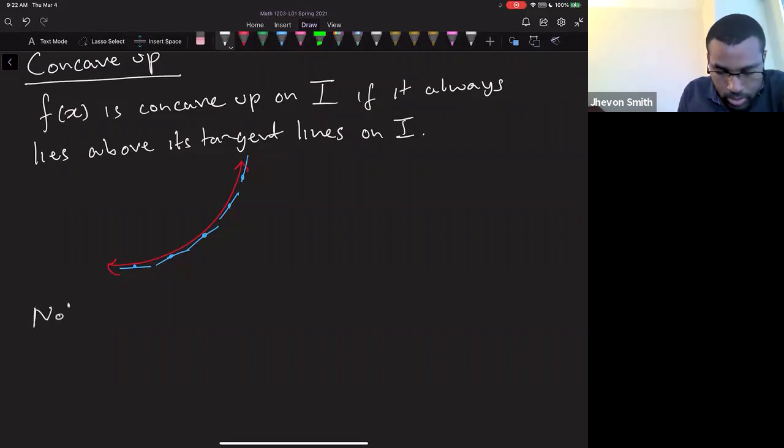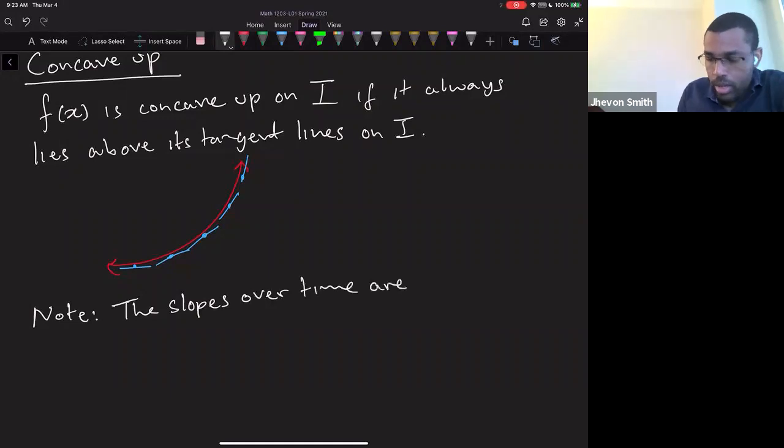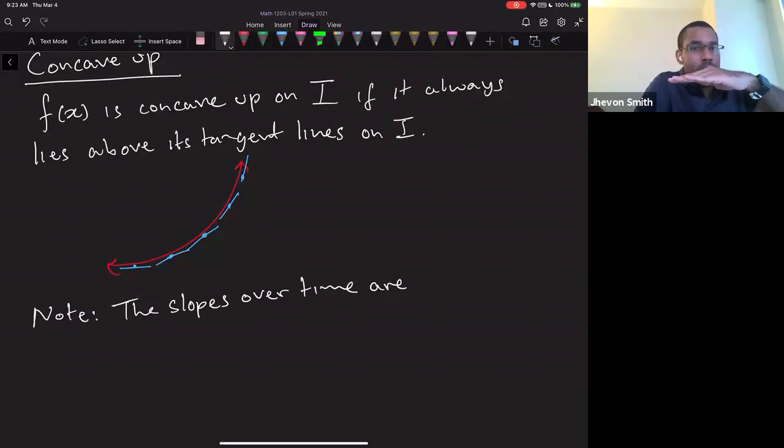Now, what I want you to notice is the slopes over time. What do you notice about the slopes here as you move forward in time from left to right? What would you say is happening to the slopes? They're increasing. Notice that the first one, the tangent line is pretty flat, which means its slope is close to zero. But as I go on, the tangent line keeps getting steeper and steeper. So the tangent lines are becoming more and more positive numbers. The slopes over time are increasing.